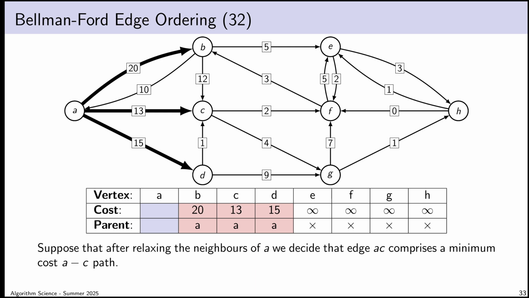Okay, so then I've relaxed the edges that begin at A, and then I decide, so this is the place where I'm going to need to write some proofs later, but suppose later I decide, after that first relaxation, that this path here is a minimum cost path from A to C. Why did I fixate on this one? I have to be very careful with this. I'm going to come back to this logic in a few slides, but my basic logic is this.